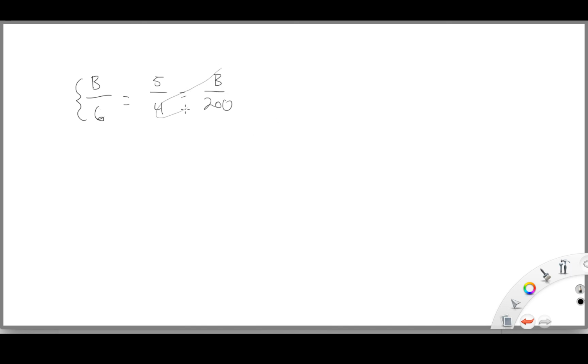Okay, so here we go. We're going to cross multiply. So 4b equals 5 times 200. Well, what is 5 times 200? You know that as 1,000, right? So we're going to divide by 4 on both sides. These 4's cancel out. B equals 250, because 250 times 4 equals 1,000. So how many boys were there? 250. And remember, they had to be more than girls, and it is.